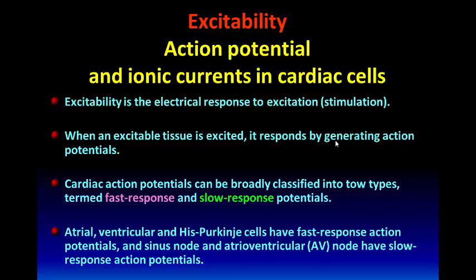In general, cardiac action potentials can be broadly classified into two types. These two types are termed the fast response action potentials and the slow response action potentials, or we call them fast action potentials and slow action potentials. Atrial, ventricular, and His-Purkinje cells have fast action potentials, whereas the cells of the sinoatrial node and the atrioventricular node have slow action potentials.